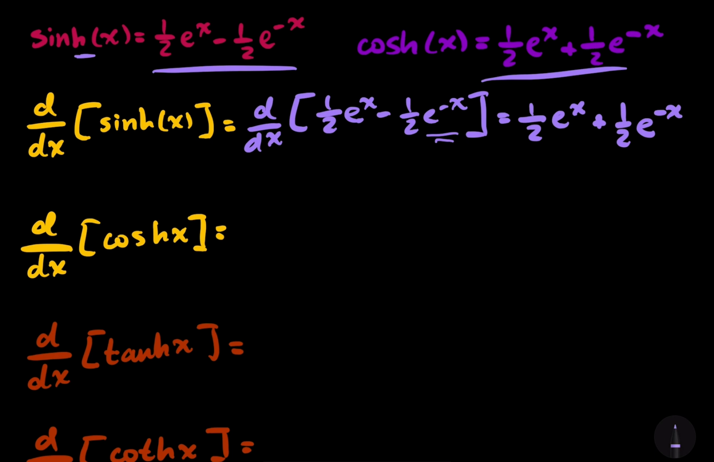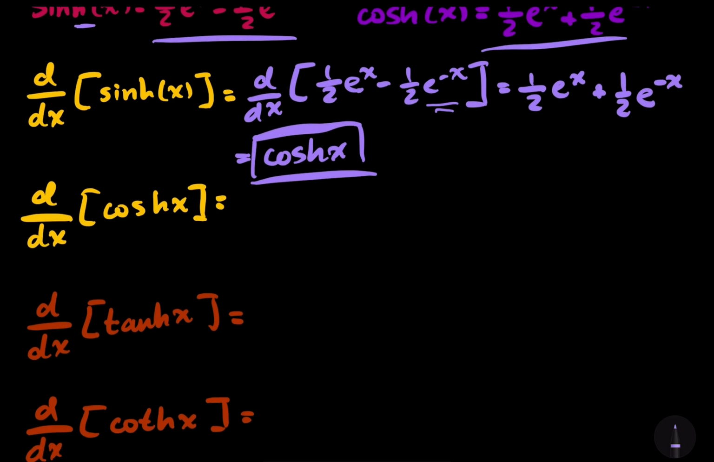And so over here, you're going to notice that this is essentially just cosine hyperbolic. So this is equal to cosine hyperbolic of x, and so we already have a very nice relation: the derivative of sine hyperbolic is cosine hyperbolic. And then if you go through the same process, you'll find that the derivative of cosine hyperbolic is just sine hyperbolic. And so again, we have another very nice relation.